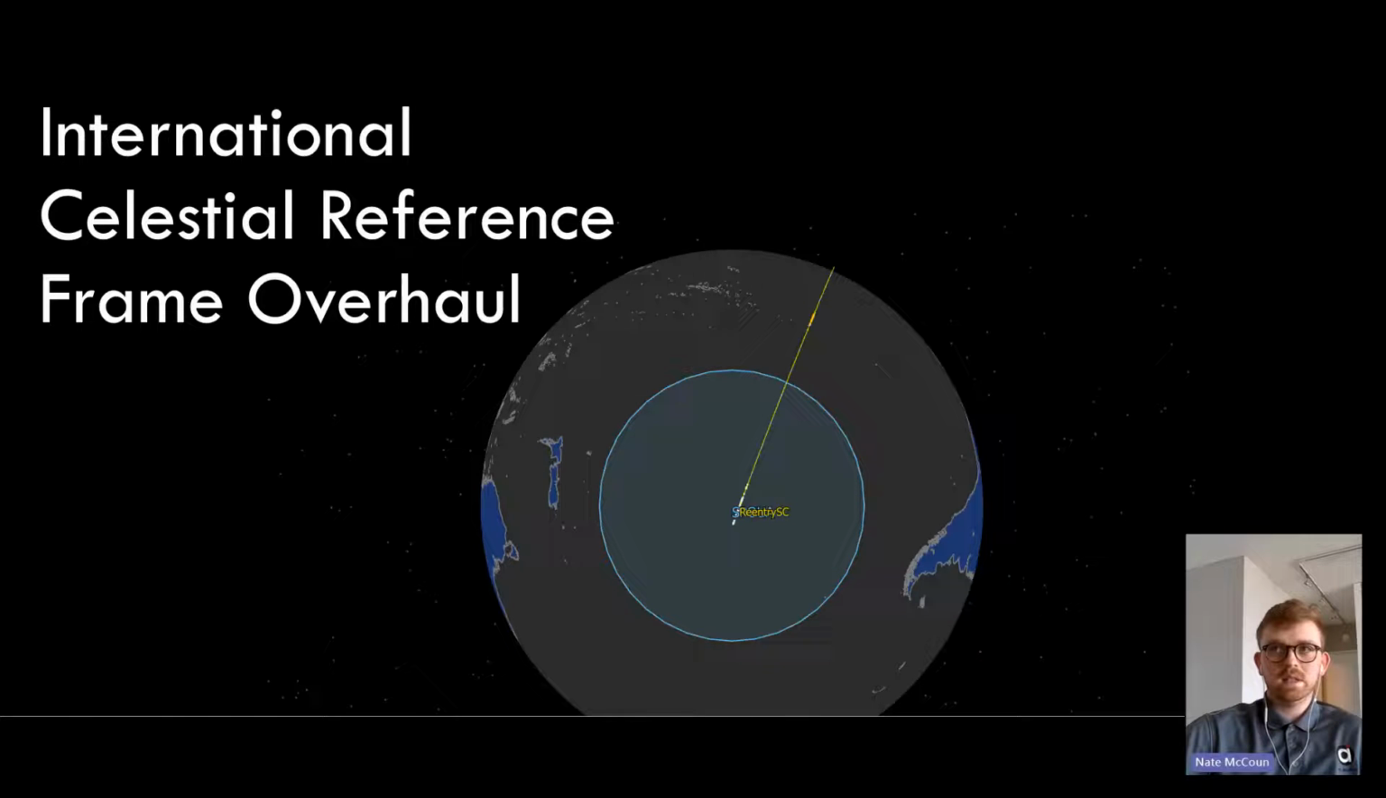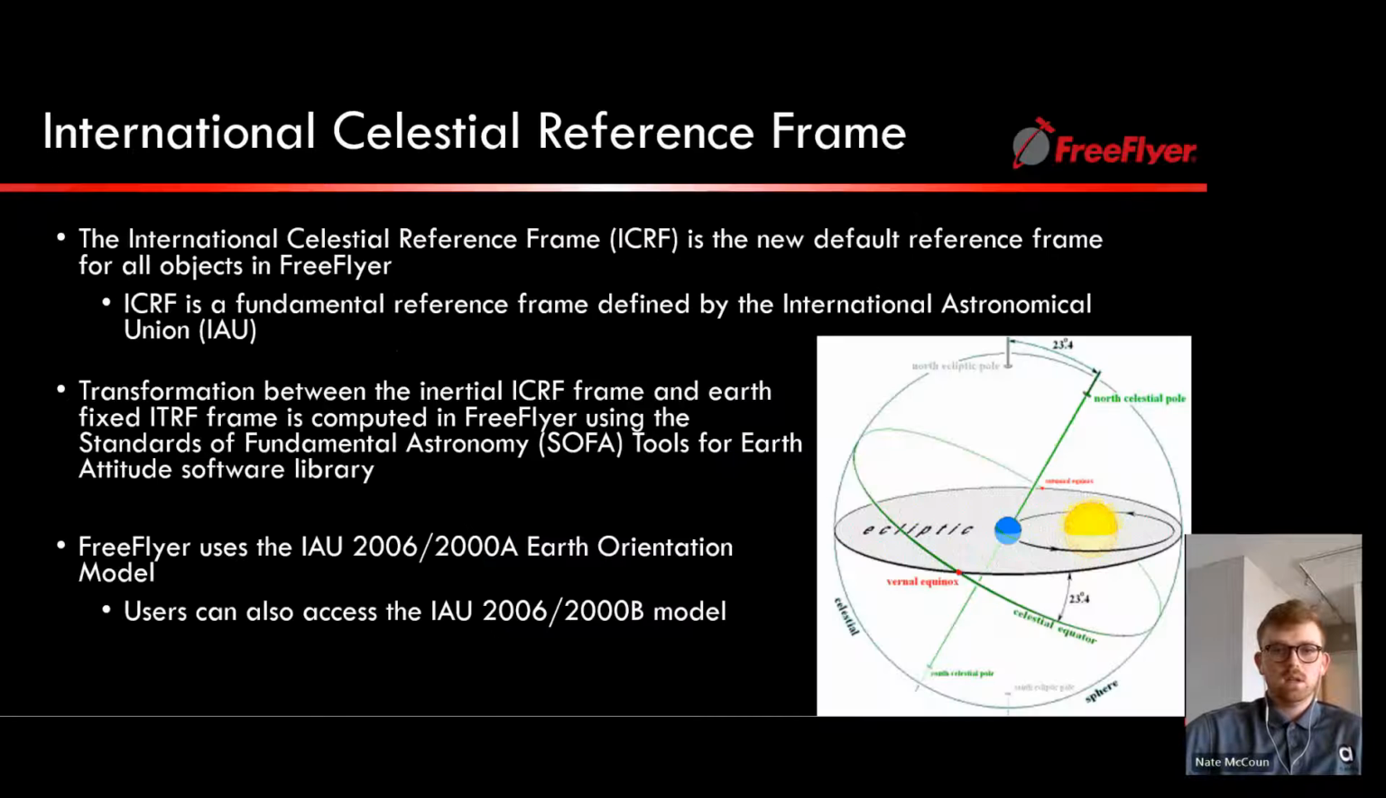The first thing we'll talk about today is the International Celestial Reference Frame overhaul. The International Celestial Reference Frame, or ICRF, is the new default reference frame for all objects in FreeFlyer. ICRF is a fundamental reference frame defined by the International Astronomical Union, or the IAU. The origin of the ICRF is at the very center of the solar system, and the orientation of its axes is space-fixed, kinematically non-rotating, with respect to distant objects in the universe, mainly quasars.